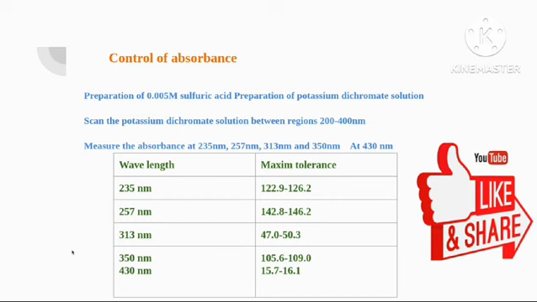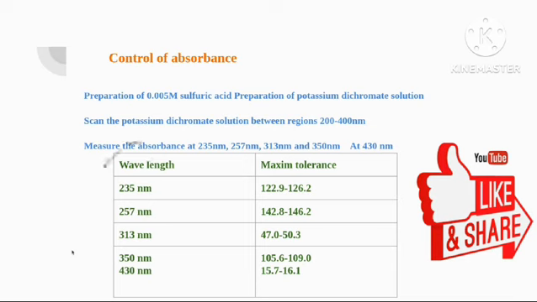All these wavelengths use solution B. From the 430 nm solution, we will prepare this solution. So we will call the 430 nm potassium dichromate solution, solution A. For 235 nm, 257 nm, 313 nm and 350 nm, this is called solution B. Solution B comes from solution A. This is a small but important thing.